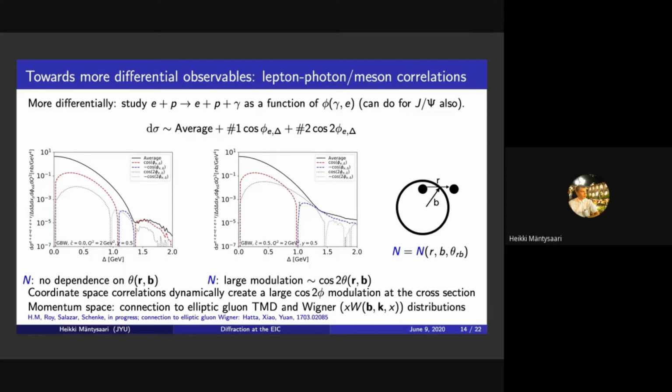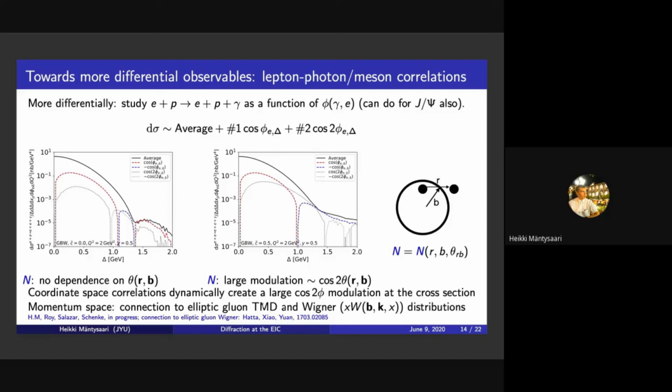And what this tells us is that I see very different cosine 2-phi modulation depending on what kind of dynamics I have in my coordinate space interaction. Now physically, this tells me about either some transverse momentum dependent gluon distributions, like elliptic gluon TMDs, or the elliptic Wigner distribution.